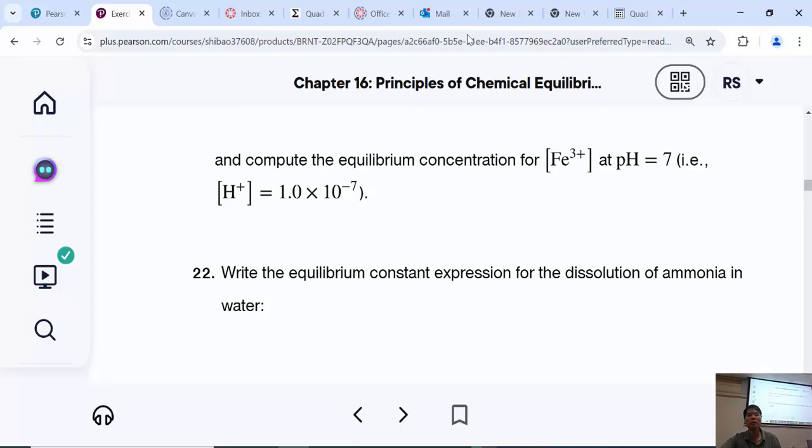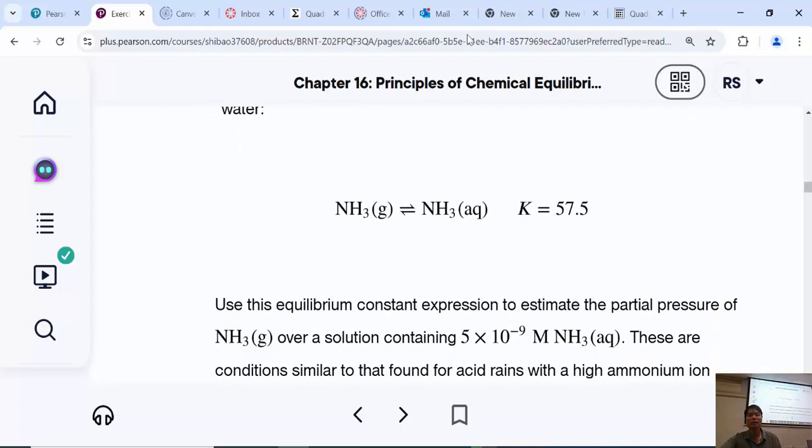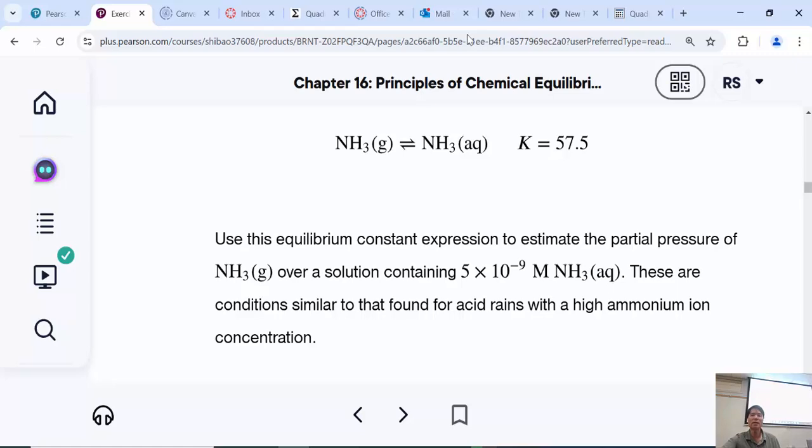Okay, so that's 21. So 57.5, when I see a K like this, I say it favors kind of both. We expect significant quantities of both reactant and product. However, just a slight favoring of the product. So like 50 to 1. But it's not like 1,000 to 1.